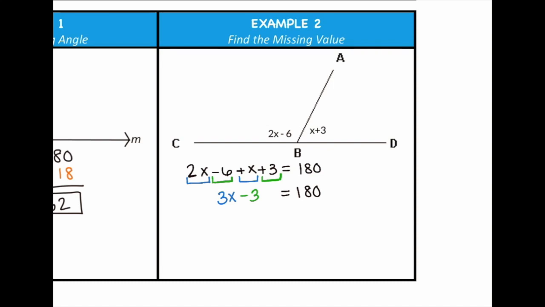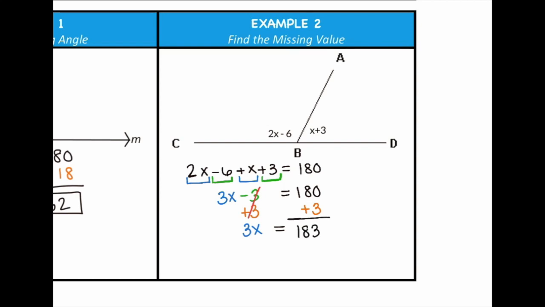Now I need to isolate x. So to find my missing value, I need to isolate it. First thing I need to move is the constant. I don't want to touch the term that has the variable in it until the end. That's my last step. So in order to move negative 3, I need to do the inverse operation. So I need to add 3 on both sides. On the left-hand side, it cancels out, leaving 3x. And on the right-hand side, now we have 180 plus 3, which is 183.